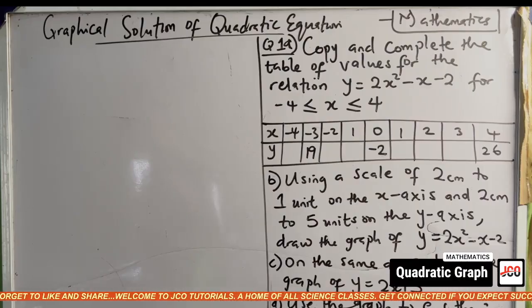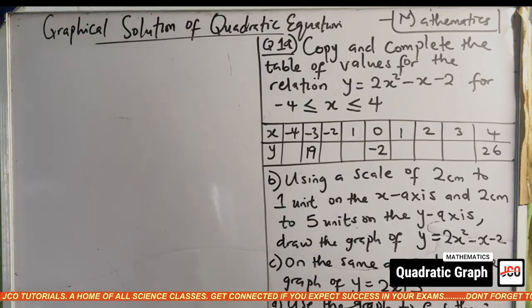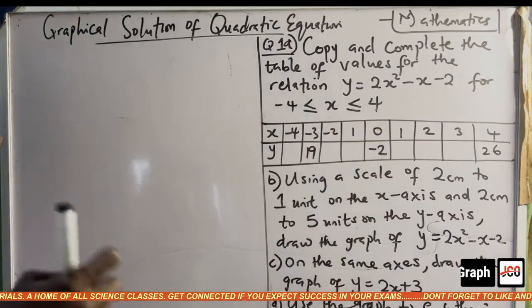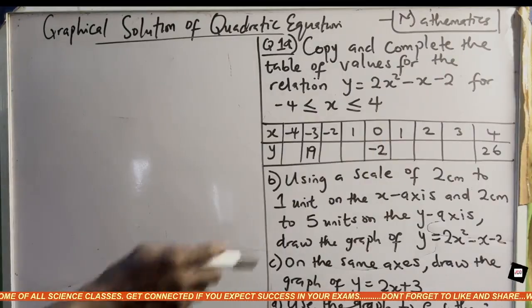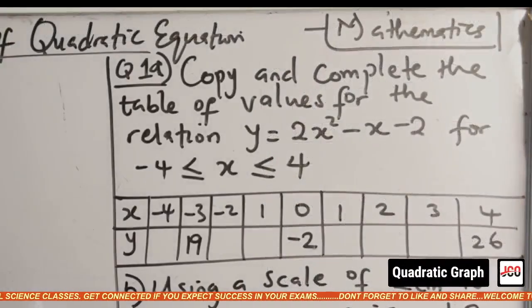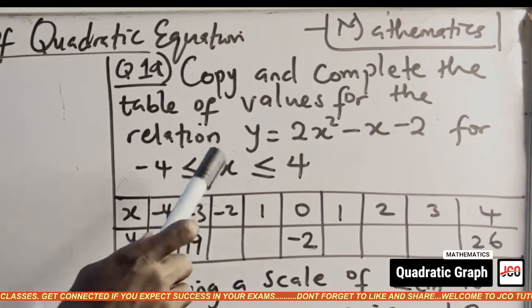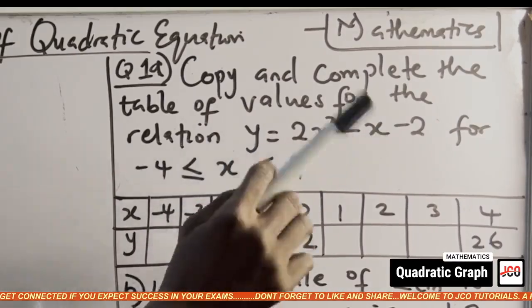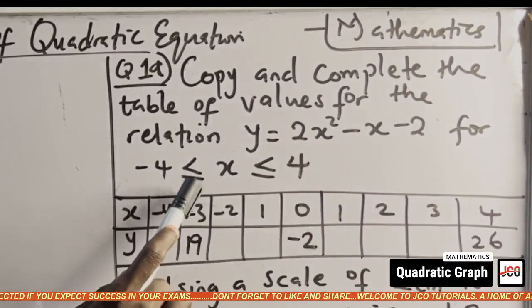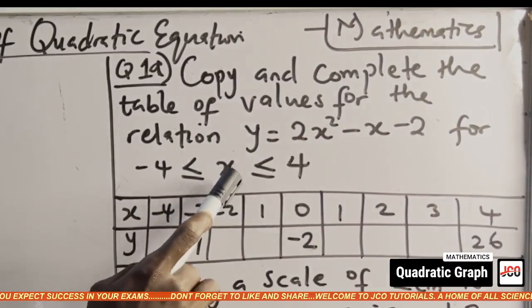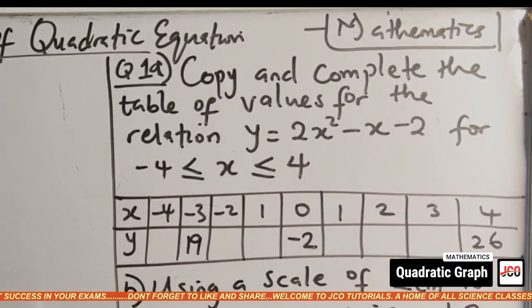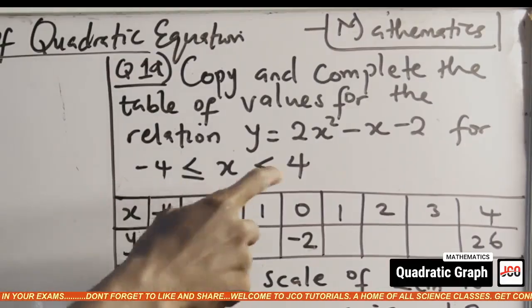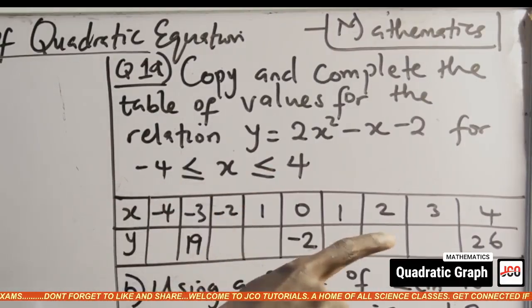We're looking at graphical solution of quadratic equations. So this time around, we're going to graph. How do we solve a quadratic equation by the graph method? The question says copy and complete the table of values for the relation y equals this. So this is the equation, with -4 ≤ x ≤ 4, which means your range starts from -4 and ends at 4. Of course, it's shown in the table.